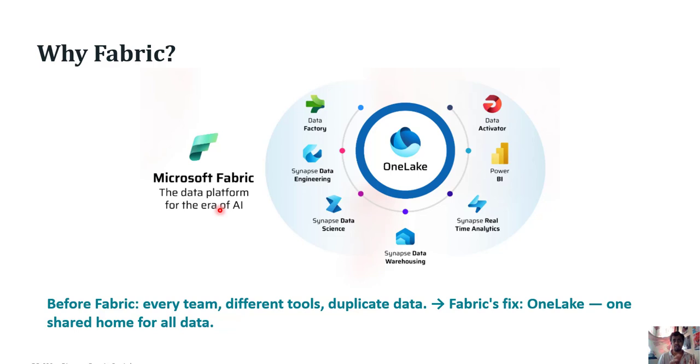But in Fabric, it provides a platform. It is basically a SaaS platform where data is stored in a single format called the Delta Parquet format in a storage layer called OneLake. If you see this picture, it denotes different data source systems, and before Fabric, every team used different tools and duplicated data. After Fabric, all the different systems and all the different teams come under this particular platform.